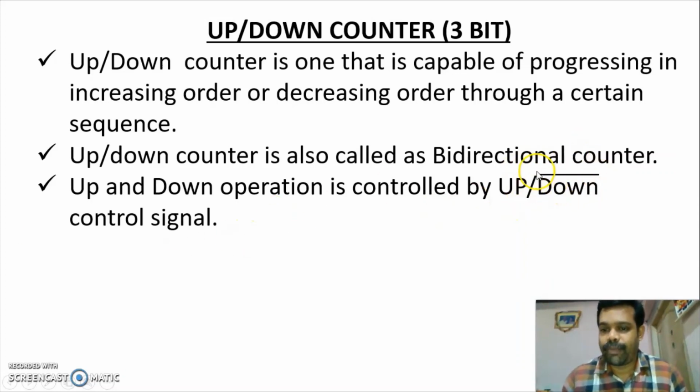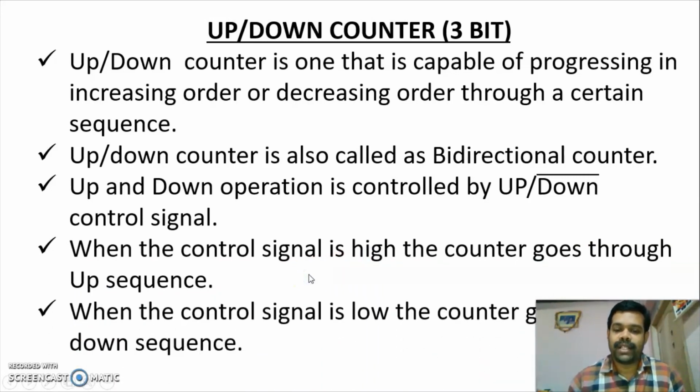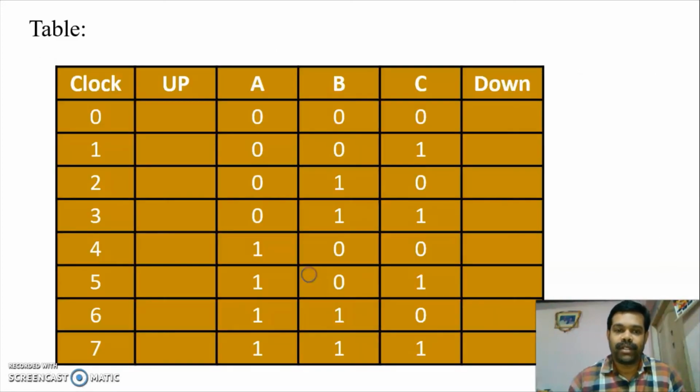So the meaning of up/down bar is: if you give 0, it will count downwards, and if you give 1, it will count upwards. When the control signal is high, the counter goes through the up sequence, and when the control signal is low, the counter goes through the down sequence. Here we are going to design a 3-bit counter. 3-bit means we'll have the numbers from 0 to 7.